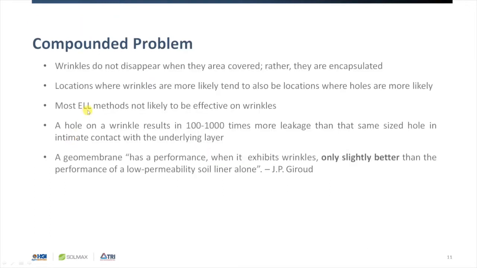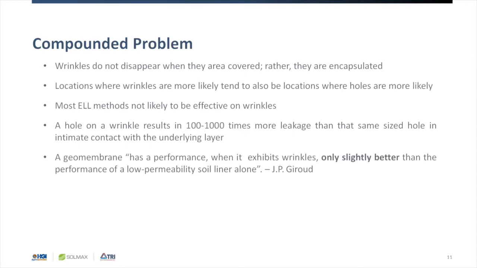The problem is that wrinkles don't disappear when they're covered; rather they're encapsulated. They get a little bit smaller, but they still remain there after they're covered. Also, locations where wrinkles tend to gather tend to be locations where holes are more likely. For example, at the toe of a side slope, you have a lot of repairs, and you also have a wrinkle that gathers at the toe. I've also seen locations where wrinkles get hit by dozers that are driving a little too close to the lining system. And the problem is that most ELL methods are not going to be effective on wrinkles.